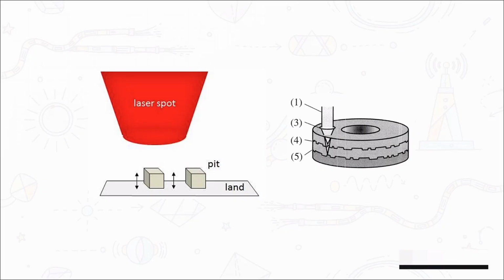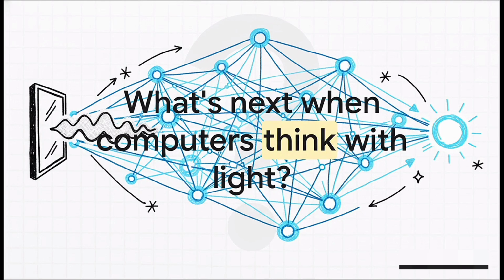Here, a laser reads tiny pits on the disk's surface. It can even focus through different layers to read more data. So from a simple reflection to a global network, we've seen how powerful photonics is. What's next? Computers that think with light.